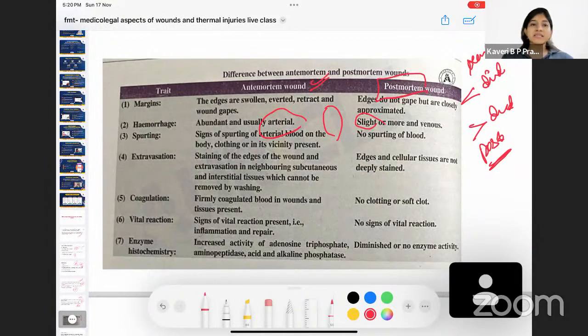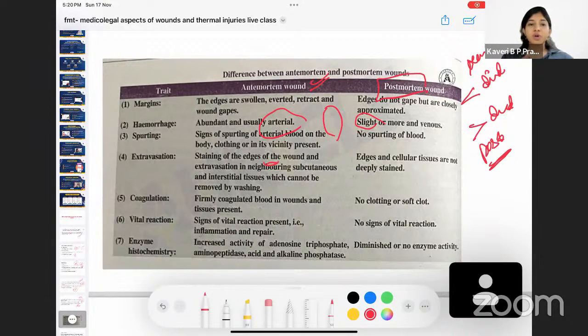Coming to extravasation, staining of the edges of the wounds is seen in case of an antemortem wound, and this staining is going to be fixed. Therefore, when you try to wash it off in an antemortem wound, it is not going to go. Whereas in a postmortem wound, it is not going to be deeply stained. Therefore, if you try to wash this wound, you can wash it off easily and it will look normal.